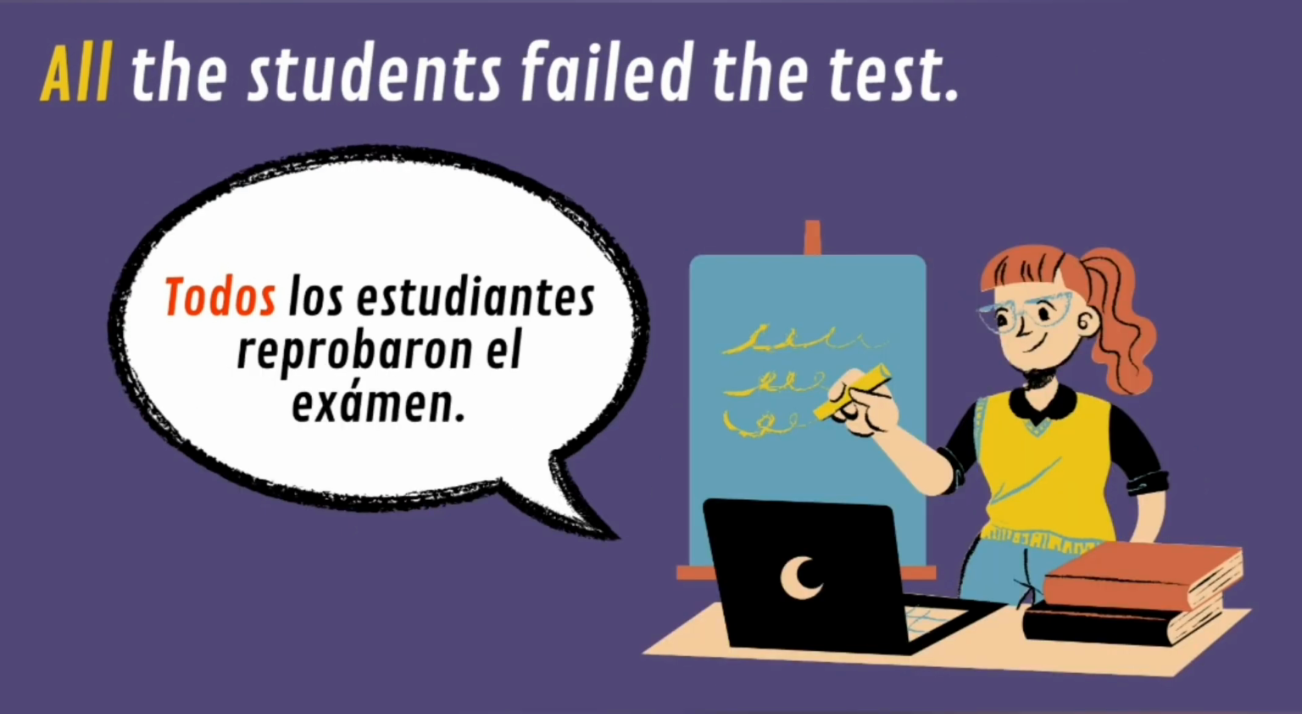Now we have this example. All the students failed the test. Again, we're talking about people, okay? So this word all is going to have the meaning of todo, toda, todos, todas. In this case, we're talking about the students, we're talking about plural, and we're talking about male and female gender, okay? So in this case, we're going to use the meaning todos, all, todos. If you were talking about a group of girls only, then you would say todas. Okay? But we're talking about a group of boys and girls, so then you have to use todos. Okay? All the students, todos los estudiantes, failed, reprobaron the test.